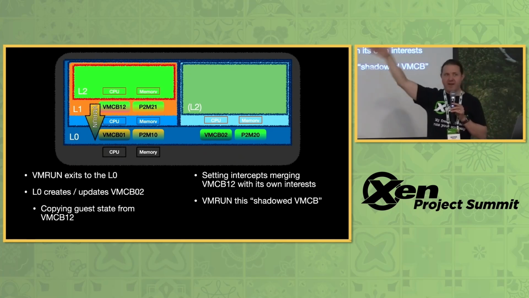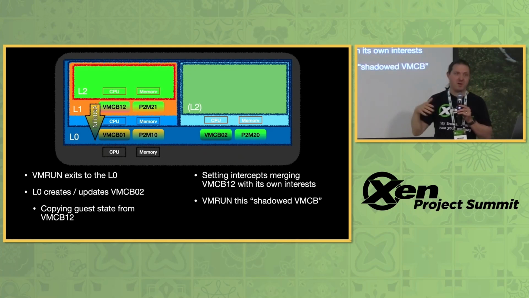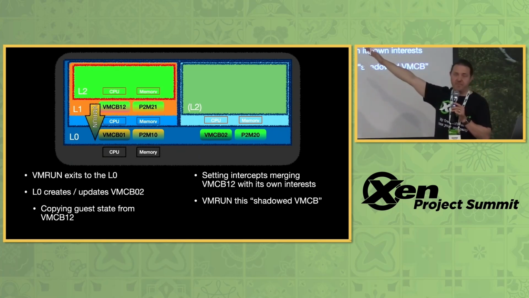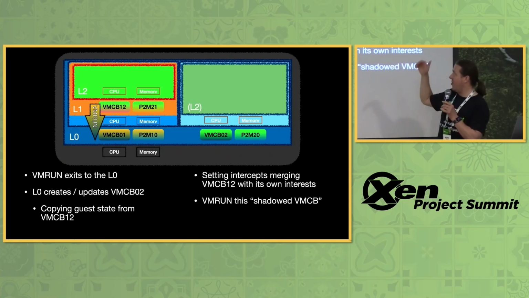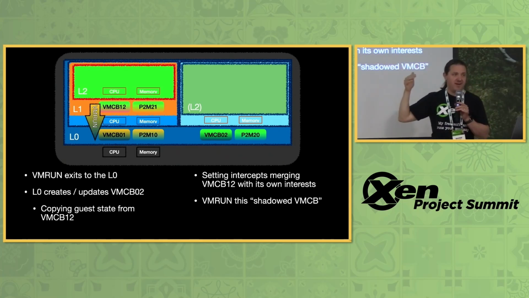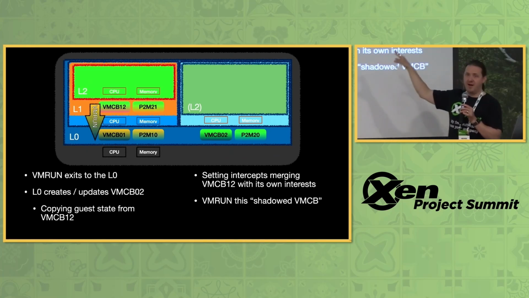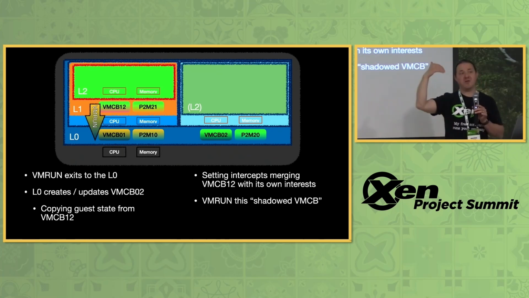So if either the L1 or the L0 wants to be told about an event, then that has to be intercepted in the VMCB 02, okay? And then similarly, the hardware can only do one level of mapping. So all the linear addresses that are going to happen in the L2 are going to happen in L2 physical address space. So the hardware needs to have a mapping of the L2 physical address space all the way down to the L0 machine address space, okay?